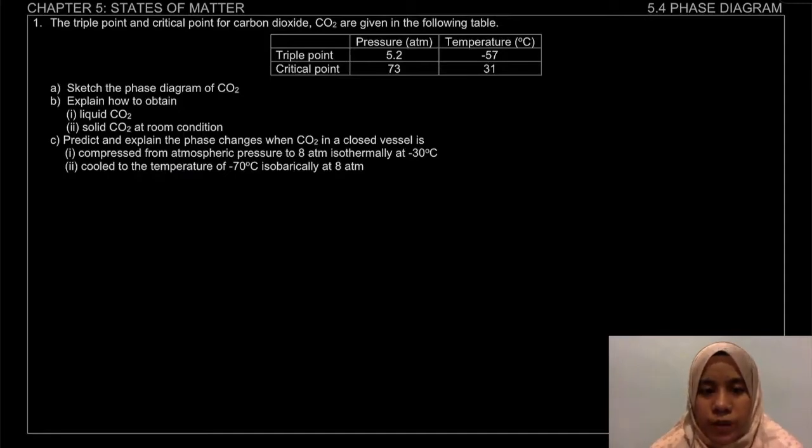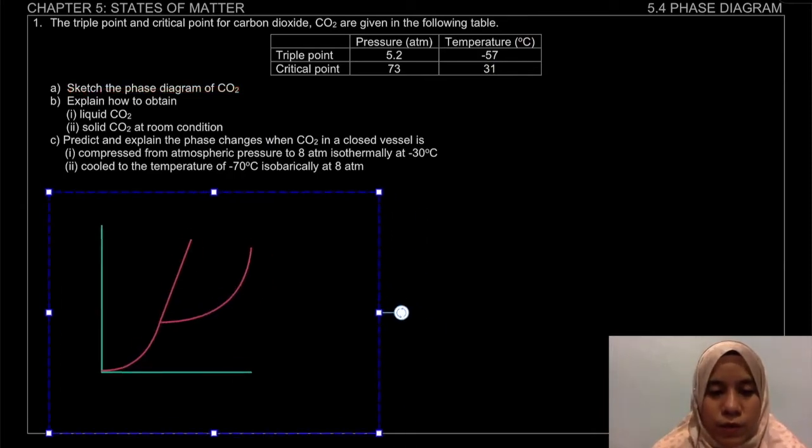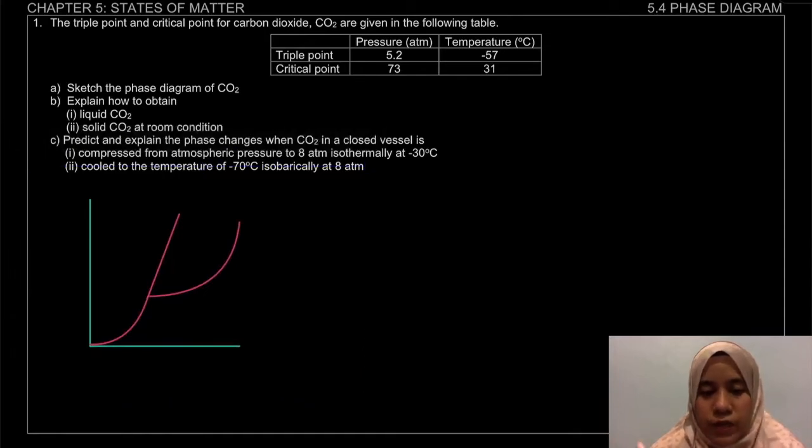The triple point and critical point are given in the following table. First one, sketch the phase diagram of CO2. For the phase diagram, remember, you can do the outline first. Don't forget your y-axis and x-axis. The y-axis is our pressure, but in this case they specify atm. And then we have temperature, which is in degrees Celsius.